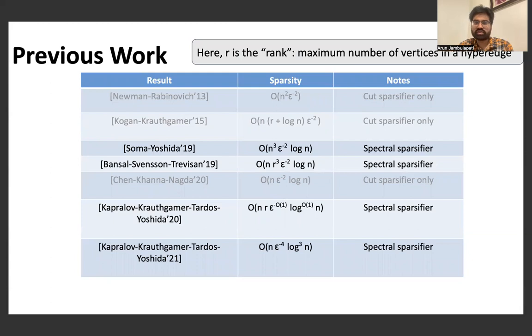Restricting to just the results on spectral sparsification, we have this line of progress over the past 5 years, which has led to the current state of the art, which are algorithms that construct sparsifiers which have roughly n over epsilon to the 4 edges in the high rank case, and roughly n over epsilon squared edges in the low rank case. So what we do in this talk is improve this to an unconditional n over epsilon squared times log n log r for hypergraph sparsity. This improves upon the previous work in all parameter regimes.